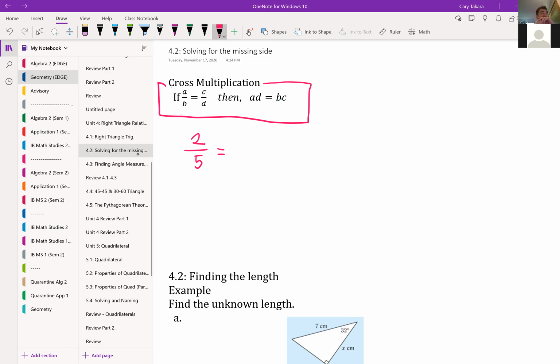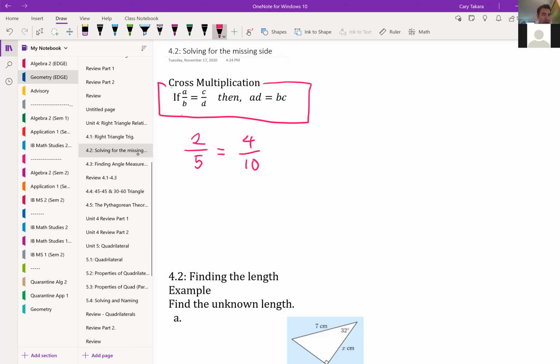Like, what do you think? 4/10? Thank you, Nick. 2/5 is equal to 4/10, isn't it? They are equal, same thing, same fractions, because if you reduce 4/10, that's 2/5. Okay, it's the same thing.